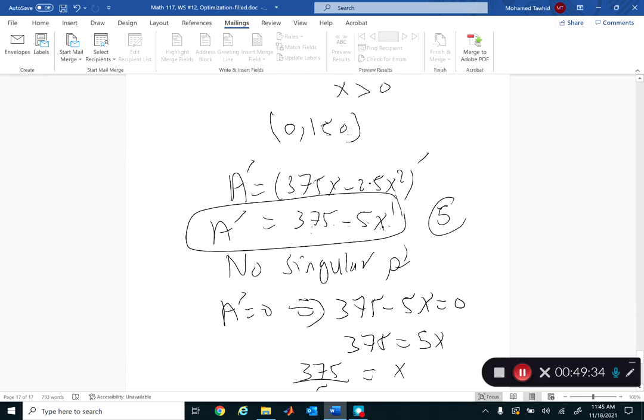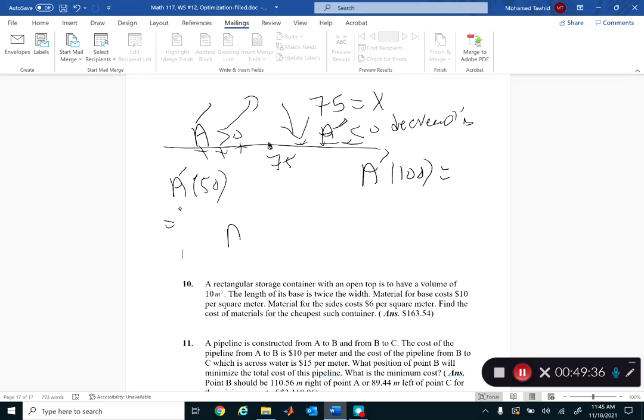Now, if I go for 50, what is A prime at 50? Just go to equation number 6 here. You have 375 minus 5x, where x is 50. If I simplify this, you get something positive. 375 minus 250, you will get 125. It's positive. So yes, here is where you have the maximum area.